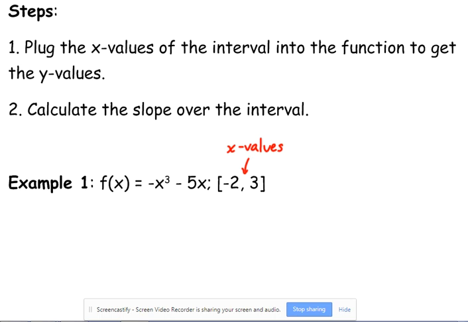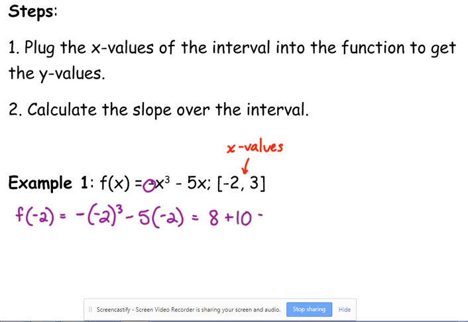They don't give us the y values. We have to plug them into the function and find them. So this is good review right here because they are going to expect you to do this without a calculator. F of -2 would be that negative in front of that x cubed stays. Okay, we've got to apply that after the exponent. So -2 cubed is -8, but there was a negative in front of it, so that's +8. And -5 times -2 is +10, so the y value here is 18.